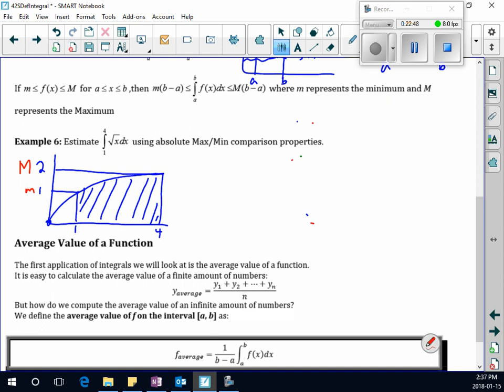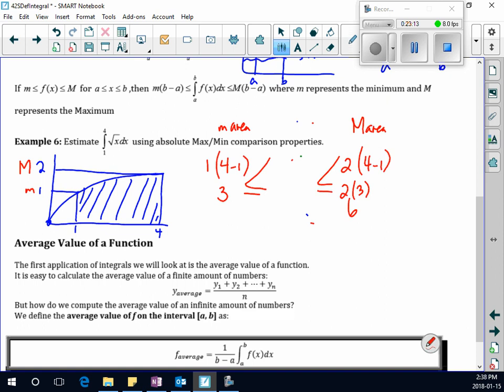So my min is 1, and then it's going to be 4 minus 1. So that means my area is 3 for my minimum area. And my maximum area is going to be my maximum, which is 2, times 4 minus 1. So that's 2 times 3, which is 6. So using the min-max properties, it says that the integral from 1 to 4 of the square root of x dx has to be between 3 and 6.